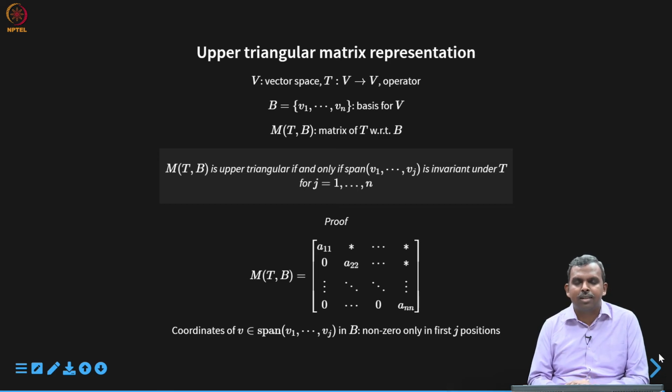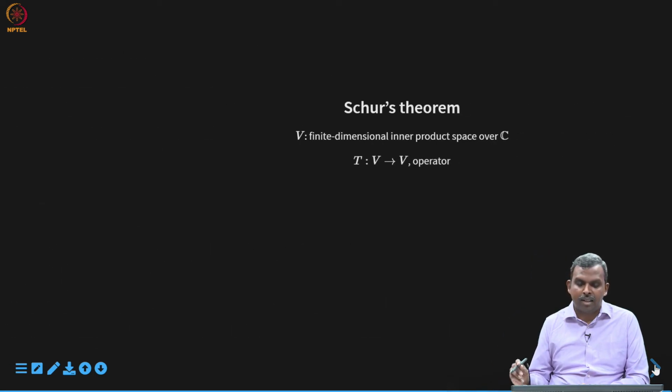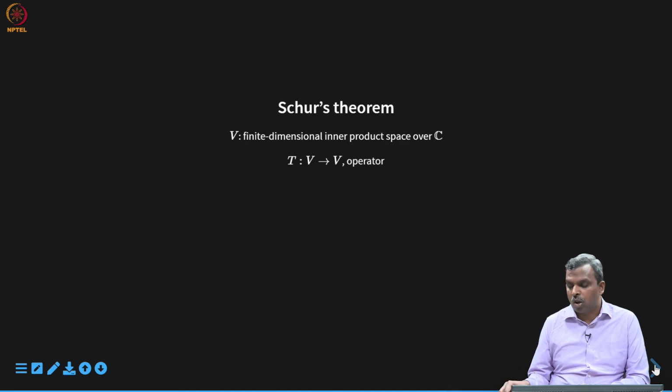So we saw one of the results on how to get an upper triangular matrix representation for an operator in a complex vector space. What about an orthonormal basis? Okay, can you have an upper triangular matrix representation with an orthonormal basis? That's a great question, right? And the answer is yes, and that's what's called Schur's theorem. Okay, so this is a very popular idea, a very important theorem.